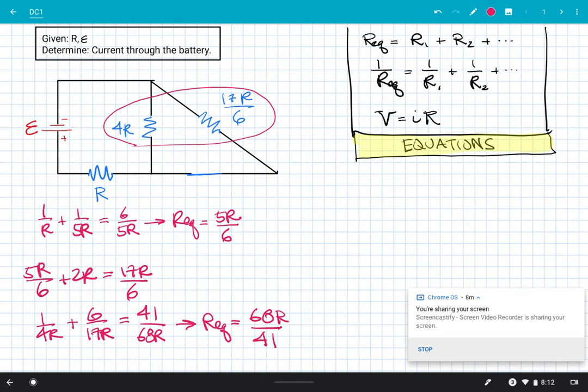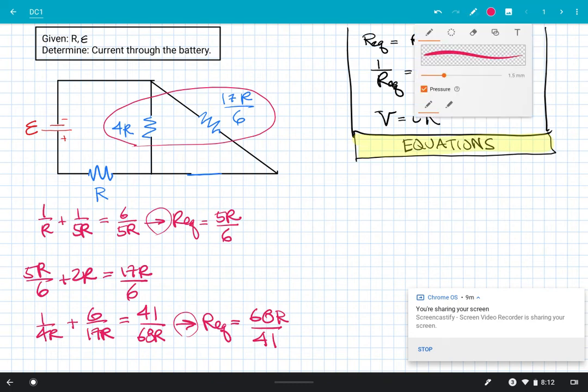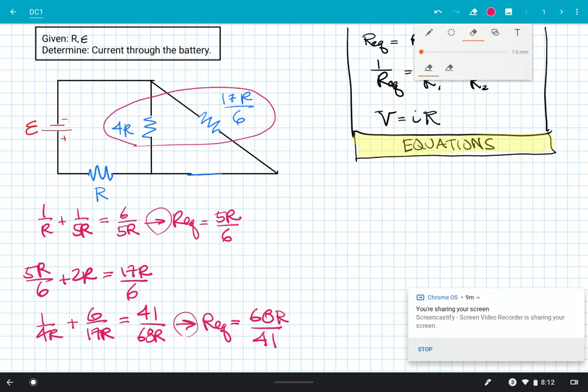Have some workflow there that works for you. Notice that I use arrows. Be careful not to just connect everything with equal signs when they're not equal. I'll usually see that in your work, and it's just not good form. It's incorrect, right? This isn't equal to R equivalent. It's equal to 1 over. So I have my R equivalent for this parallel pair here, and I can go back and start taking care of that.